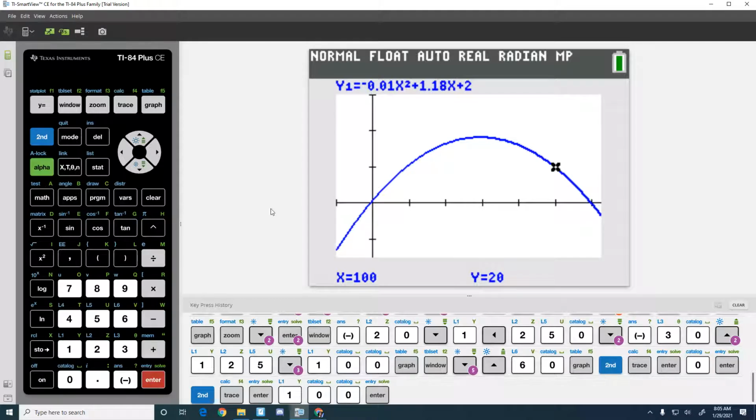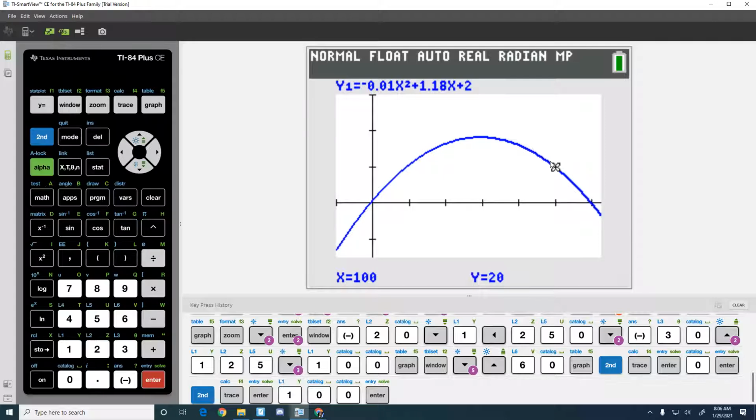100, enter. And how high is the ball? How many? Oh, I thought you said 1. Yes, one. 1 and 20. Sounds similar, maybe. So 20 feet. All right, so when it's 100 feet down the field, the ball will be 20 feet in the air.